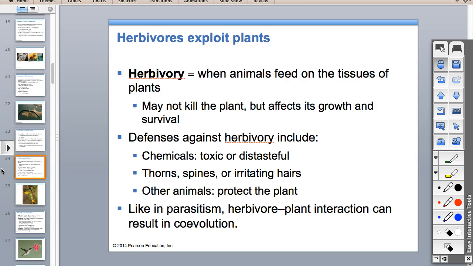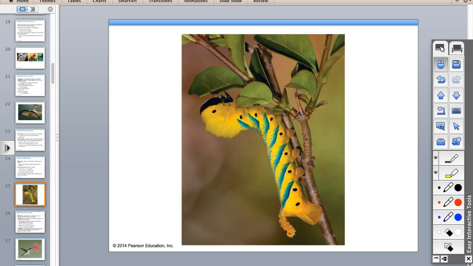Herbivory, I think that sounds so fancy. It's just where animals are going to feed on the tissues of plants. And there are certain defenses for that: chemicals, thorns, spines. No big deal. That's easy. Isn't he so pretty? Caterpillars eat a lot of leaves, and he has warning coloration, so don't eat him, right?